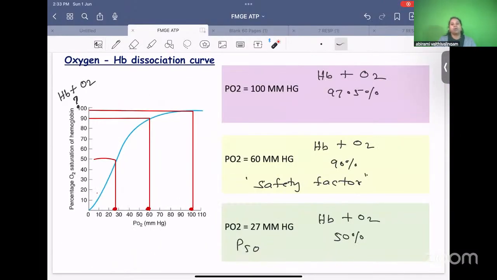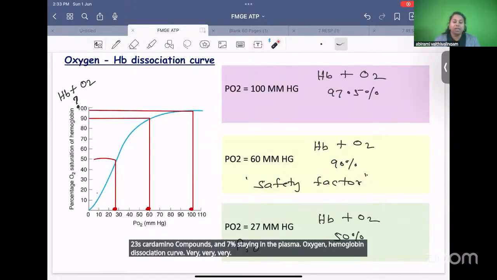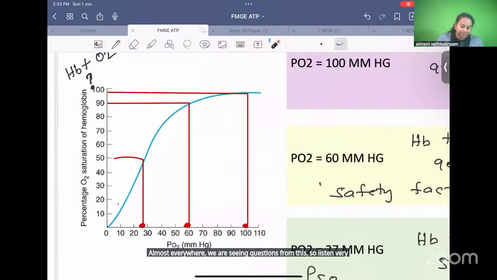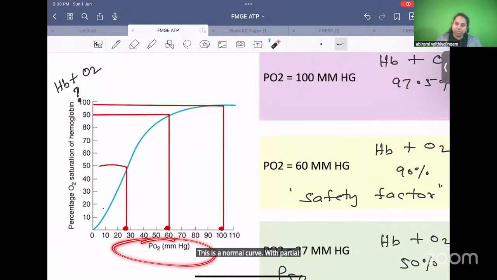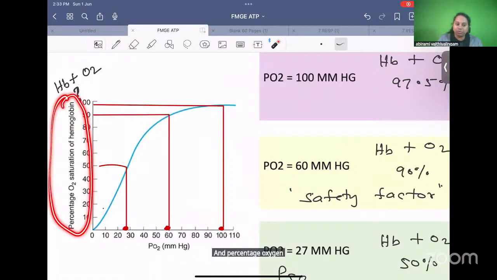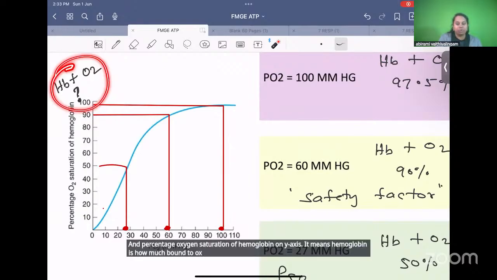ODC curve, oxygen hemoglobin dissociation curve. Very important. Almost every year we are seeing questions from this. So listen very carefully. This is a normal curve with partial pressure of oxygen on the x-axis and percentage oxygen saturation of hemoglobin on the y-axis. It means how much hemoglobin is bound to oxygen. Hemoglobin is how much saturated with oxygen. That is on the y-axis.